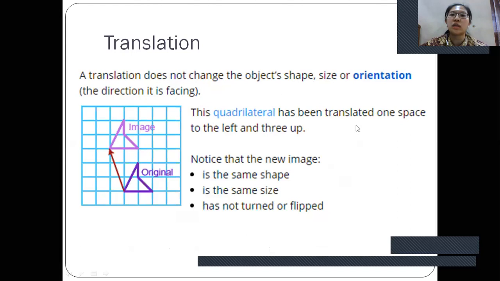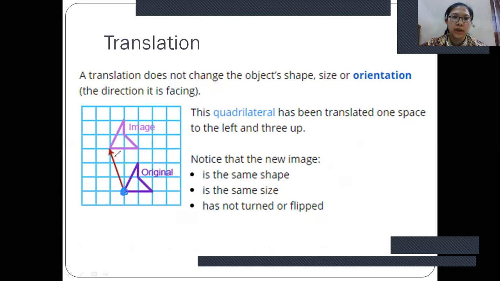So this quadrilateral has been translated 1 space to the left and 3 up. What does it mean, Miss? So this is the original object. This point has been translated here. It's been moved up here. So how was it moved? It was moved one box to the left, and then three boxes up. One, two, three.